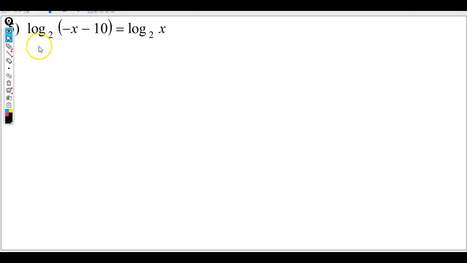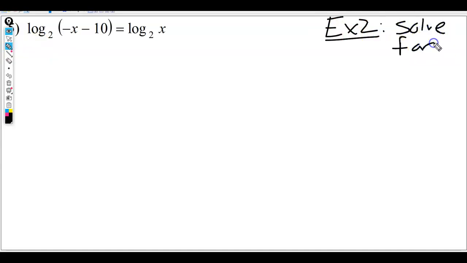We're going to actually start solving a problem here now. So let's go ahead and take a look. So we're going to call this example 2. Go ahead and write that down. And our job is to solve for x. I'm going to start off with this problem because of two things. First of all, it's pretty easy. Second of all, it kind of demonstrates why it's important to find your domain first.